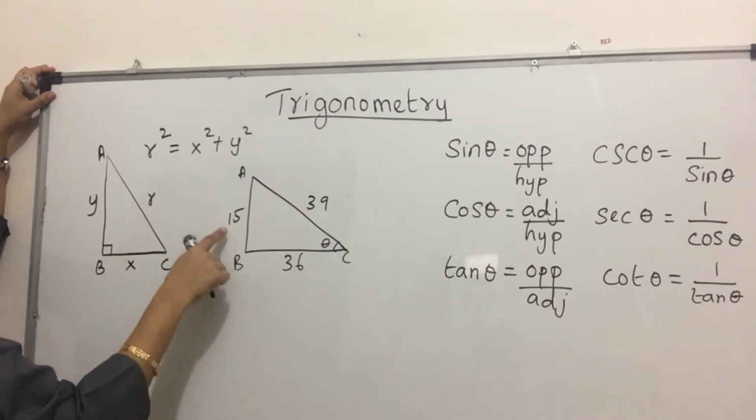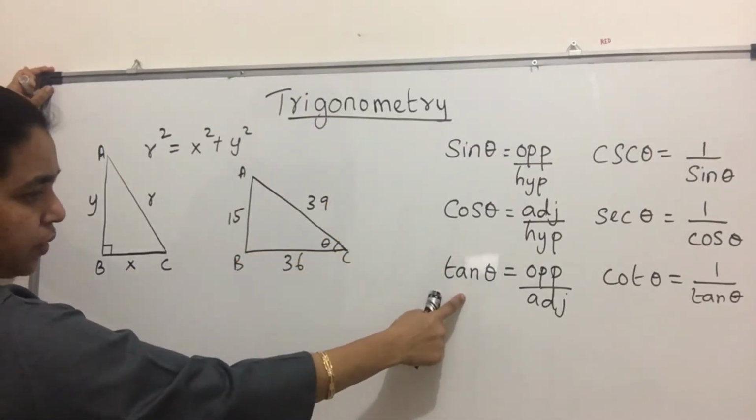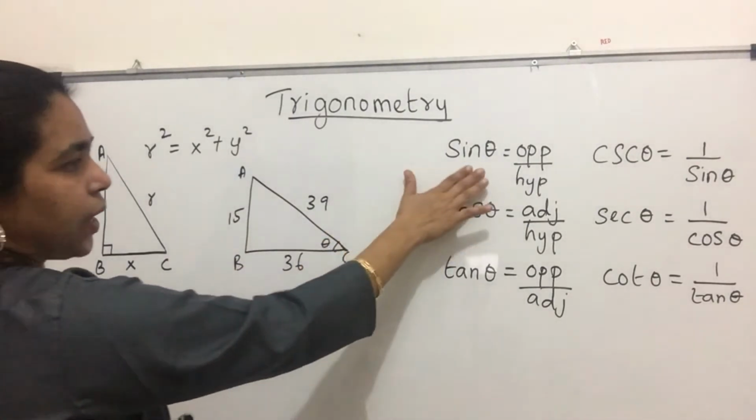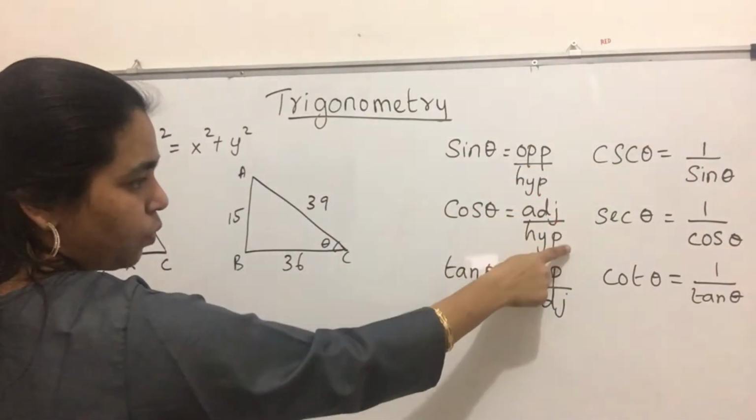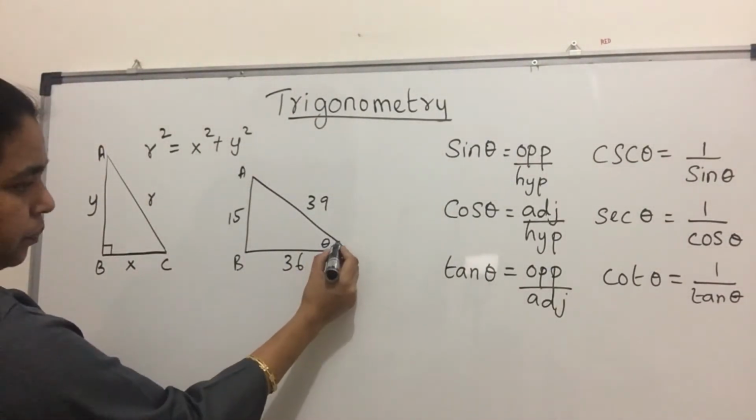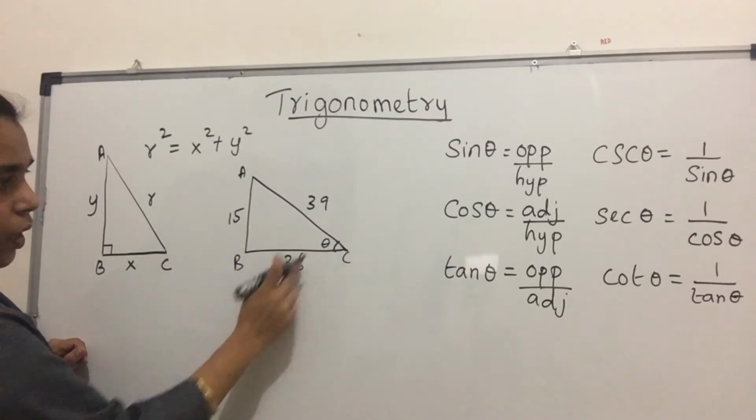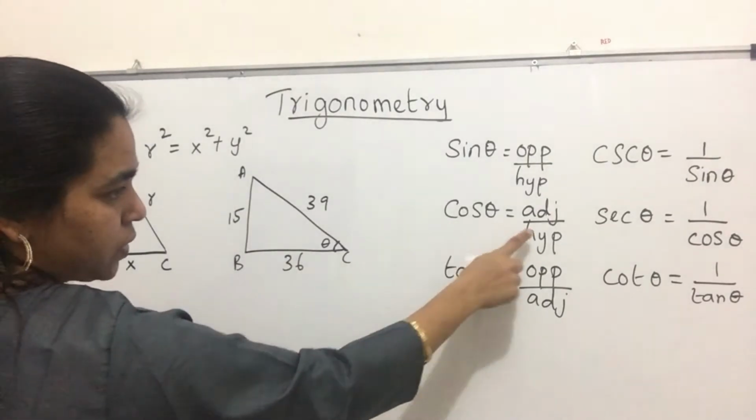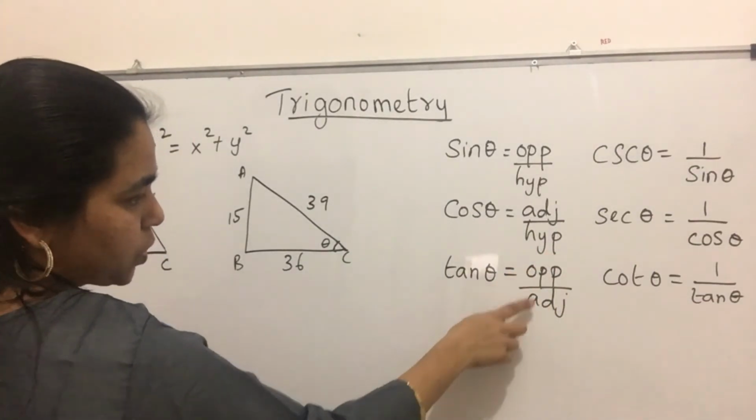Then you can write the sine, cosine and tan theta using these numbers. Sine theta is equal to opposite over hypotenuse, cos theta is equal to adjacent over hypotenuse. Look at this theta: for this theta, this is the opposite side and this is the adjacent side, and the longest side is always the hypotenuse. So cos theta is adjacent over hypotenuse and tan theta is opposite over adjacent.